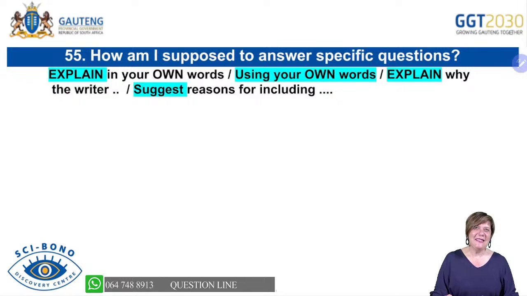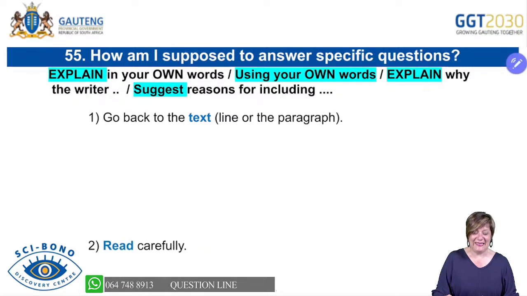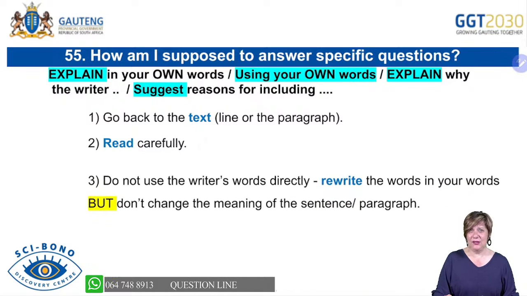Now, let's do a bit more tricky questions. Explain in your own words or using your own words, or explain why, or suggest reasons. So if you get things like that, here's how to answer them. Go back to your text. Make sure you know exactly which paragraph or line they're referring to. Read it carefully. You're not allowed to use the writer's words directly because it says clearly using your own words. So rewrite it, but don't change the meaning of the sentences or the paragraphs.